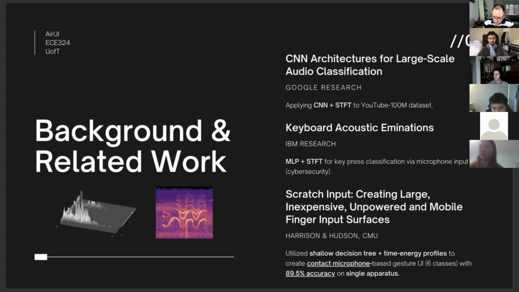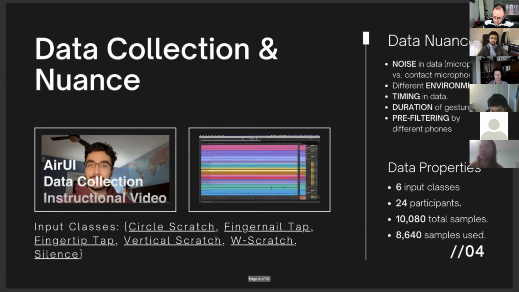Next slide. So to collect our data, we sent out some video instructions and asked people to record their audio with their phones and tablets to the timing of a metronome. That made segmentation easier, but there was some nuance in the data in that there was different background noise even across the same samples. There are different tables with different frequency responses and imperfect timing. And so different gestures also took longer, and phones' bandpass filters compress differently per our EC355.